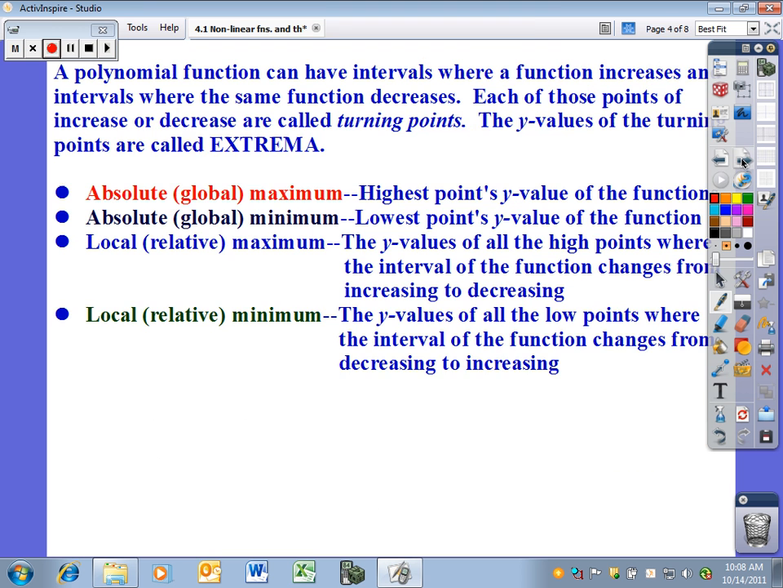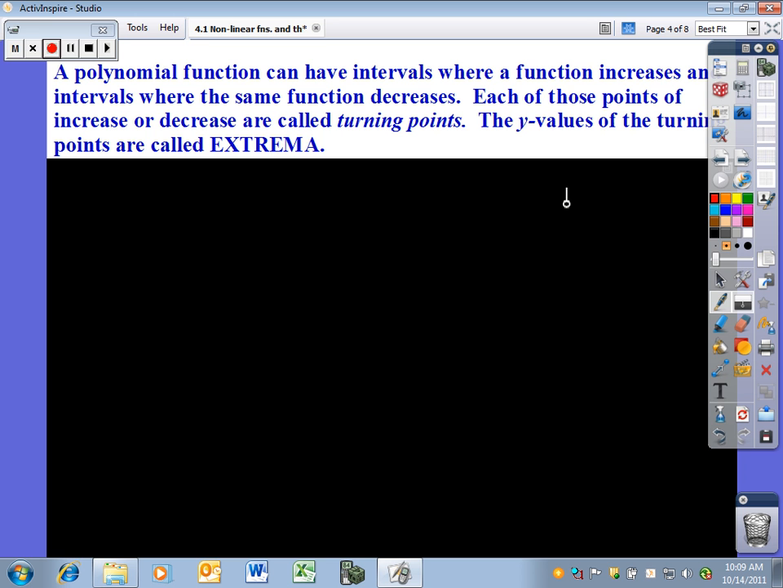So let's take a look at some of those. Couple more terms. First of all, a polynomial function can have intervals that increase and decrease, which I just said. Each of these points of increase or points of decrease are called turning points.